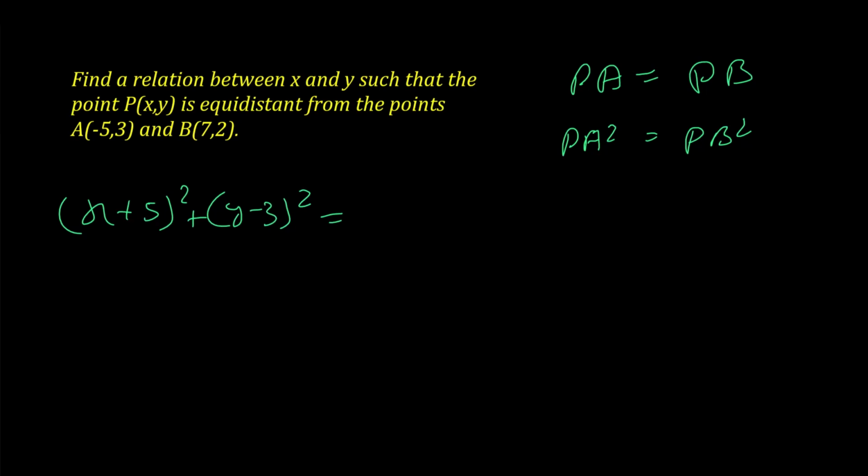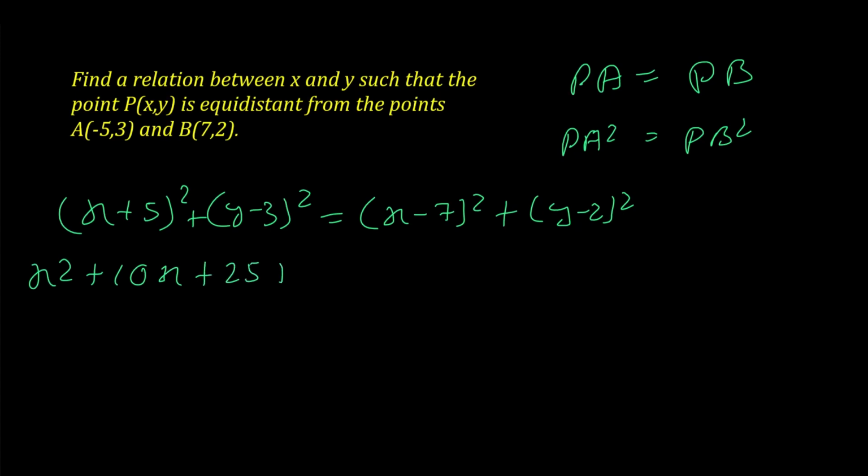Now to get PB square, in the same way, I'll take this as 2 and this as 1. So this is x2 minus x1 whole square, that means (x minus 7) whole square plus (y minus 2) whole square. Now using the expansion of (a plus b) whole square, this is a square plus 2ab, which is how much? 10x, plus b square, that is 25. And for the expansion of this, it is y square minus 2ab, which is minus 6y, plus 9.